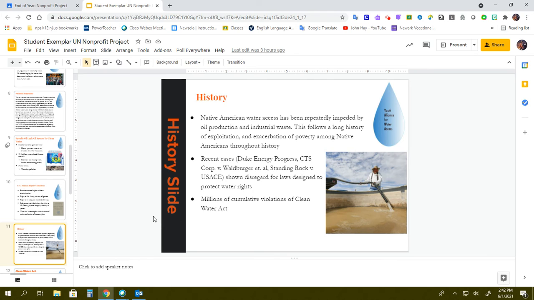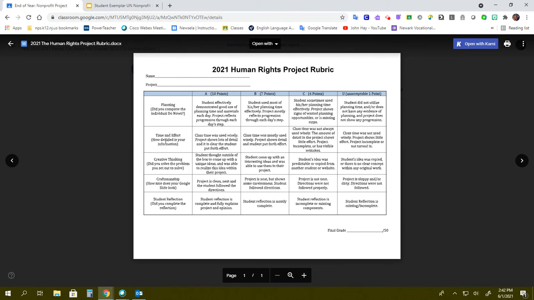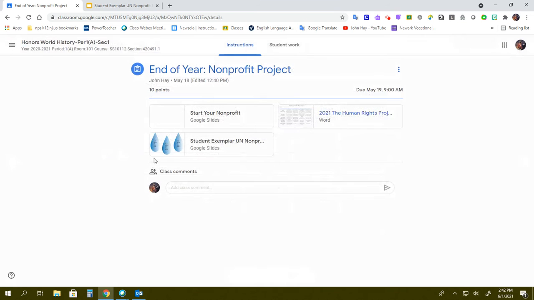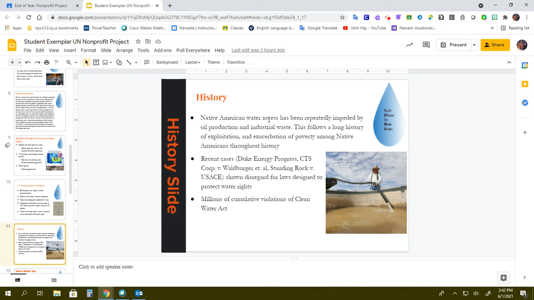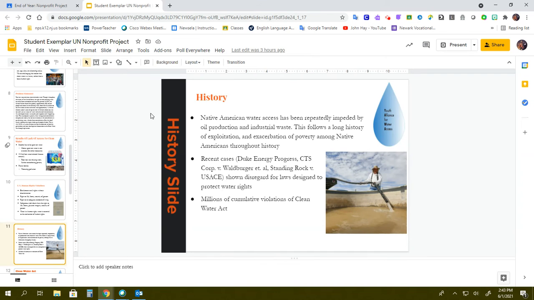And finally, you need history. So I want to see you display, and again, if you look at your rubric, here in time and effort and planning, how did you show me? So did you make your history just one slide? 2 slides? Did you even give history? That's how you lose points on time and effort. Because it says, how detailed is your information? If your information is just some stuff, copy and pasted, best I can give you is 1.